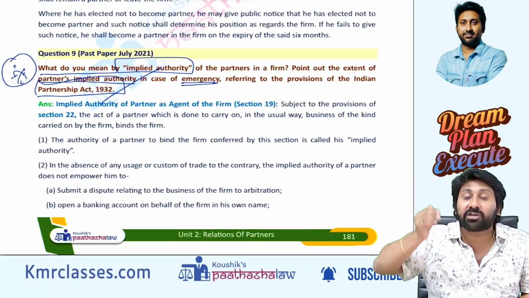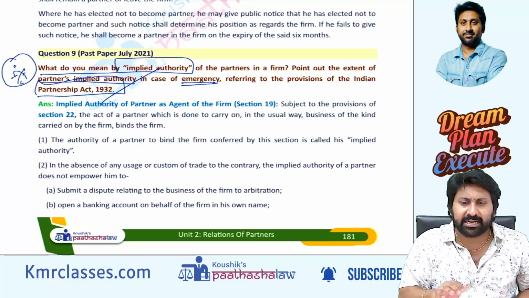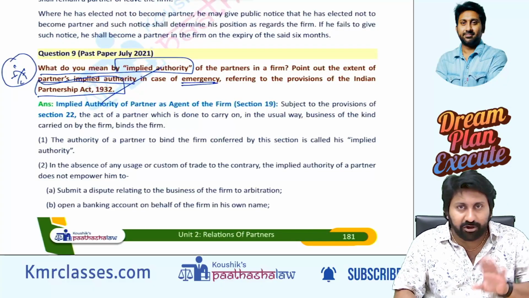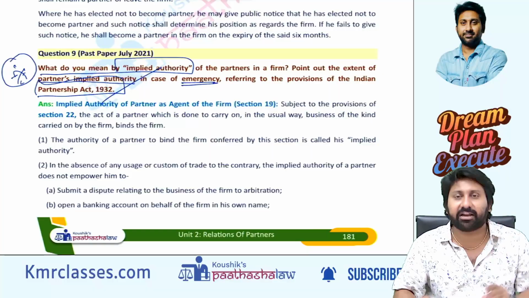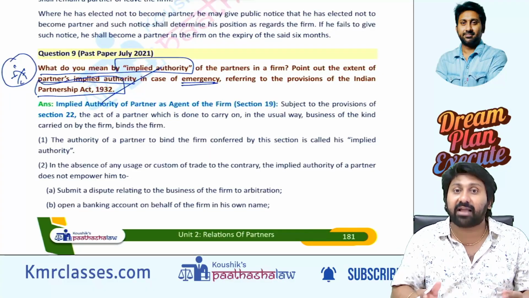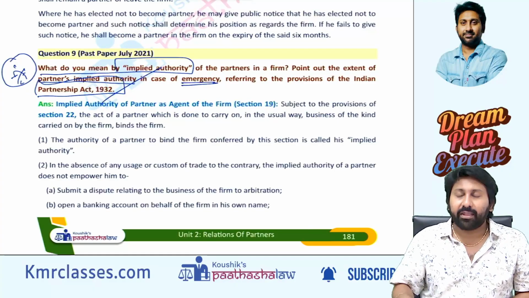I repeat, depending on the nature of business the partnership does, in the ordinary course of business, partners automatically get certain powers. No one needs to give them those powers. Automatically they get them. Those authorities, those powers a partner has, we call implied authority. Let me explain.